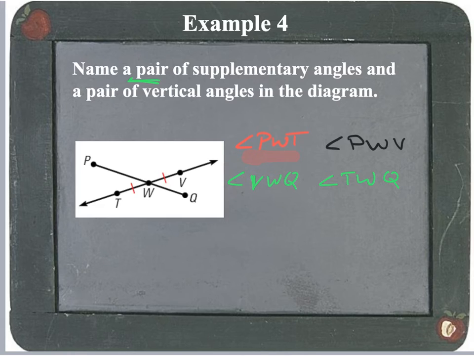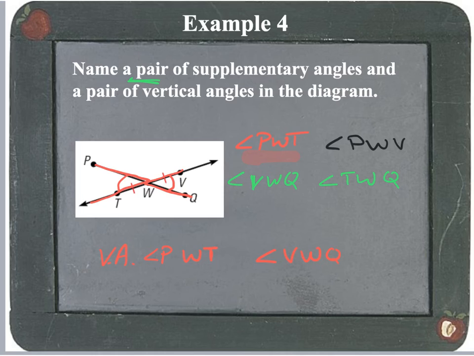Yes, ma'am? PWT and VWQ. PWT, VWQ. Why did I put the exact same markings on both sides? I'm just going to separate these. These are my vertical angles. PWT and VWQ. Why did I put the same marking in each one? Because they have the same angle. Vertical angles will always be congruent. I do that because we have to get in the habit of understanding that this is going to unlock a lot of information for us.